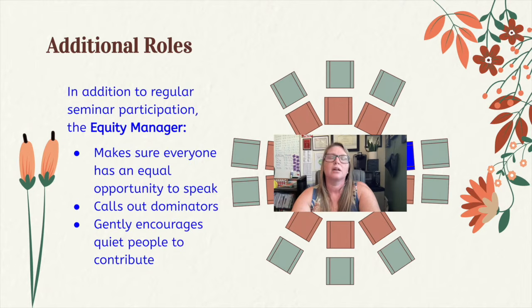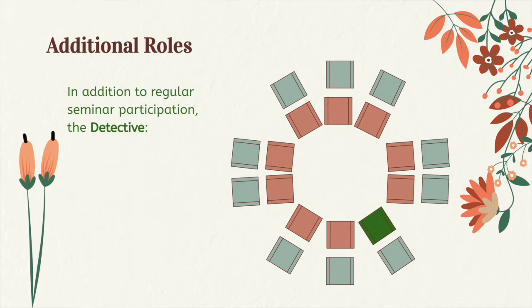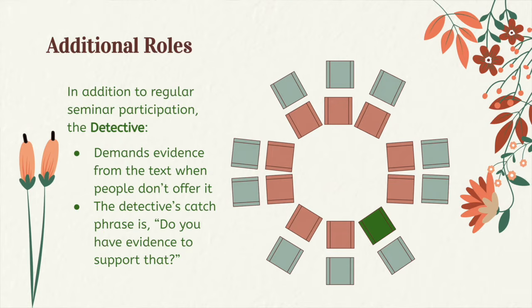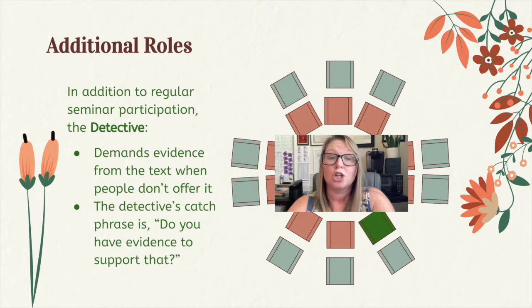Don't just be like, "Hey, Kelly, talk." No, instead you have to be like, "Kelly, what did you think about so-and-so's reaction to blah, blah, blah?" And then the detective is the person who demands evidence from the text if people don't offer it when they say something. And so the detective's going to have the catchphrase, "Do you have evidence to support that?" So the detective is demanding evidence from everybody.